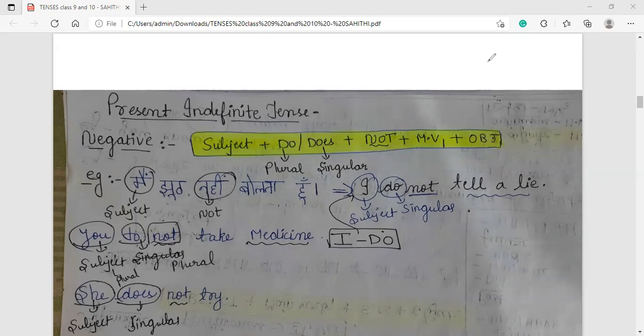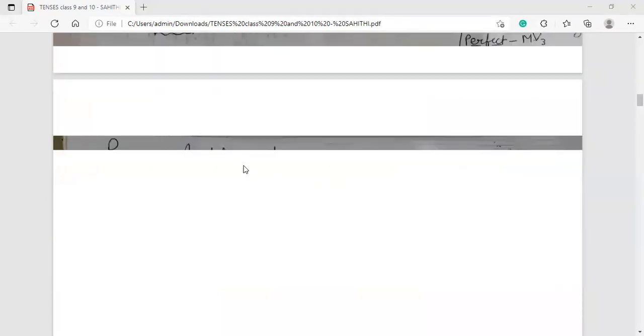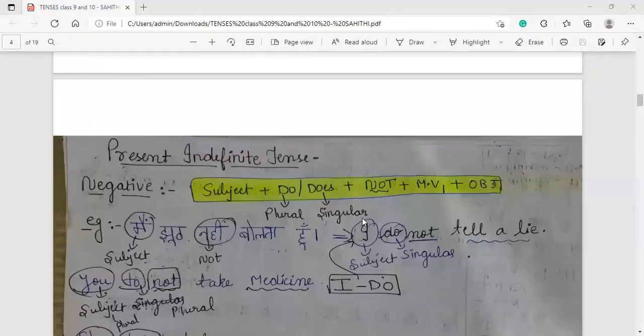Okay, and one more thing for the affirmative: the helping verbs are not used with the main verb. Subject plus main form of verb plus S or ES plus object. Here you see subject plus do or does plus not plus main form of verb plus object.